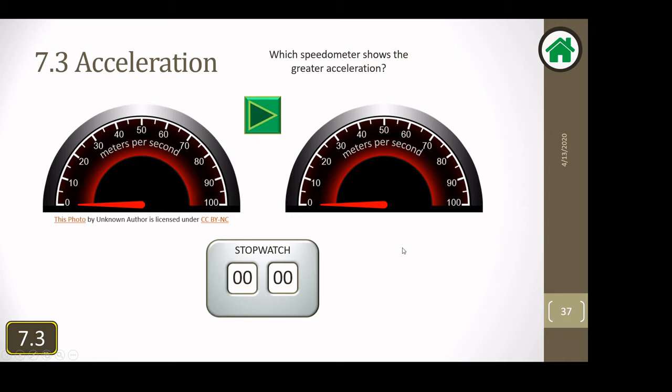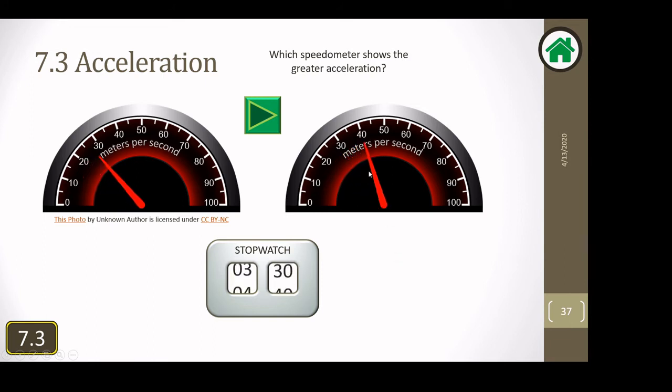So here we have two speedometers, which might be found in two separate cars, and these speedometers measure speed in meters per second, which typically is miles per hour or kilometers per hour, but that's okay. We're going to watch both of these speedometers showing some acceleration, and then we'll talk about which one is showing the greater acceleration. This stopwatch will keep track of how much time has passed.